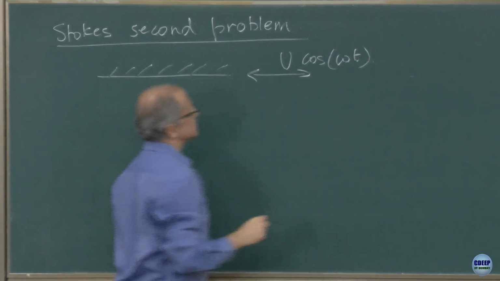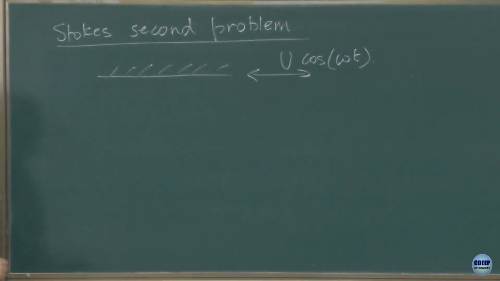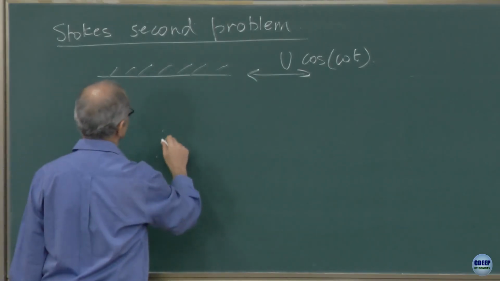This is the way in which the plate is going to be oscillating. So there is one cos component which is just oscillating this plate. And our interest is the same: how does the solution look?